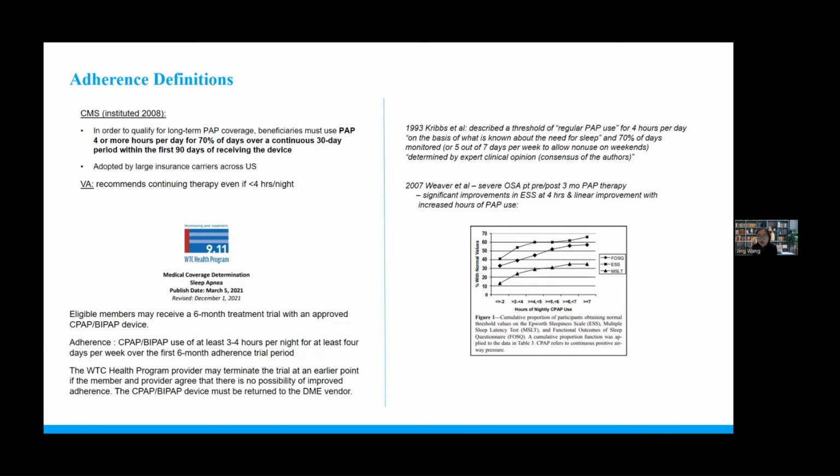Where the 4-hour rule came from, potentially, it was first described in this paper in 1993 by Kribbs, and they literally say this paper described a threshold of, quote, regular PAP use for 4 hours per day on the basis of what is known about the need for sleep, and 70% of days monitored, determined by expert clinical opinion. So it's really not necessarily evidence-based, this 4-hour rule.